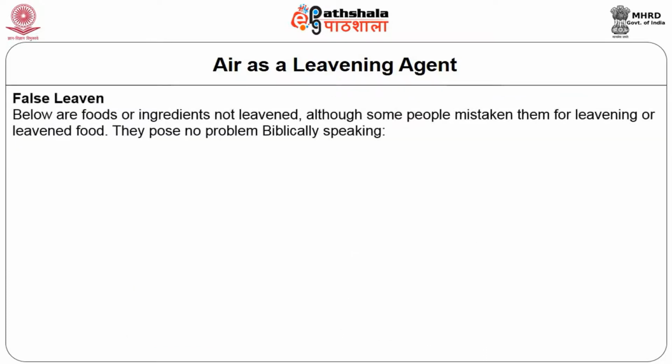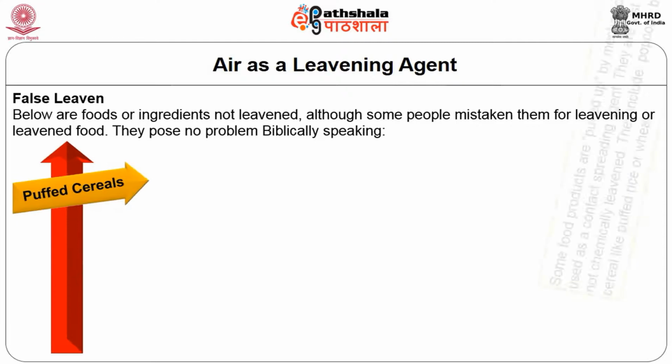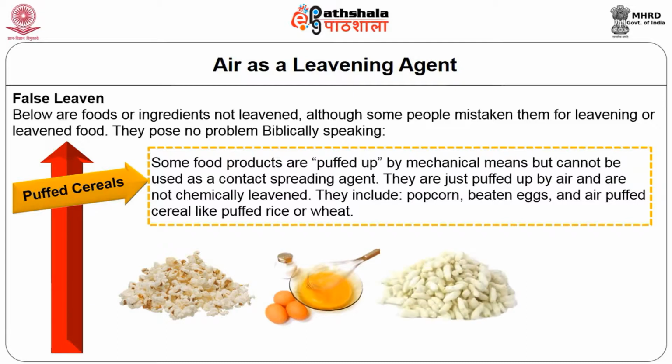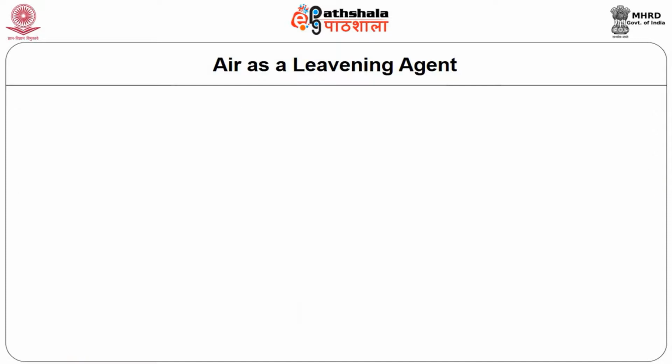Below are foods or ingredients not leavened, although some people mistake them for leavening or leavened food. They pose no problem biblically speaking. Puffed cereals, some food products are puffed up by mechanical means but cannot be used as a leavening agent. They are just puffed up by air and are not chemically leavened. They include popcorn, beaten eggs and air, puffed cereal like puffed rice or wheat.